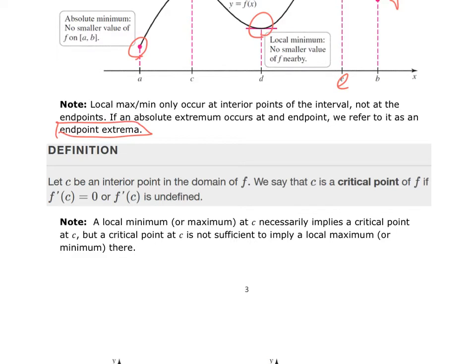So critical points are the places in which my derivative changes from positive to negative, and in fact the derivative is 0. Critical points are the maxima and minima, the local maxima, the local minima if it's on the inside. It could be absolute maxima and minima if it's on the inside. The interior points, that means I don't get to include the endpoints in terms of my critical points.